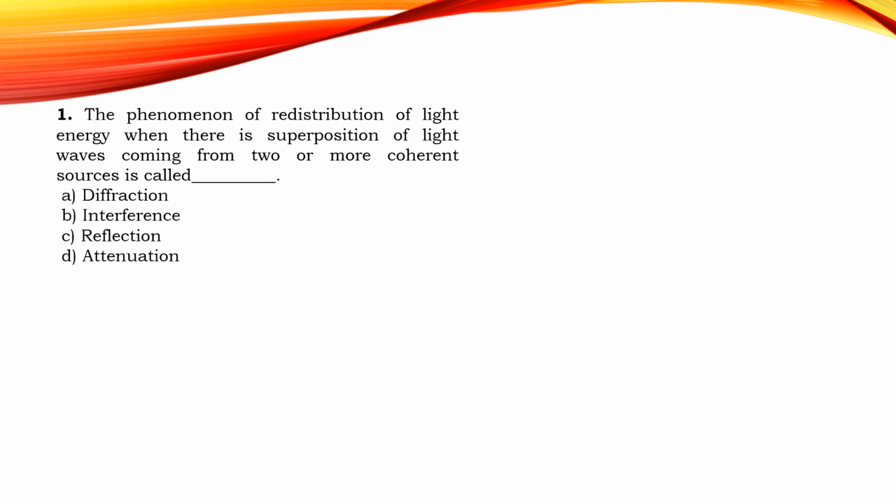First is the phenomenon of redistribution of light energy when there is superposition of light waves coming from two or more coherent sources is called dash. And the options are diffraction, interference, reflection, attenuation. And the right answer is interference.